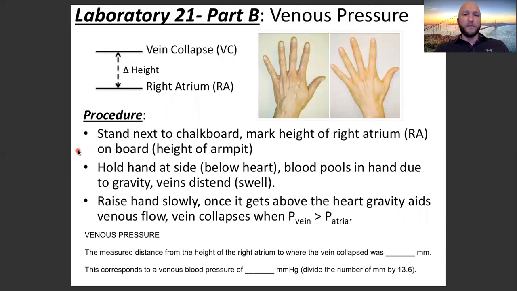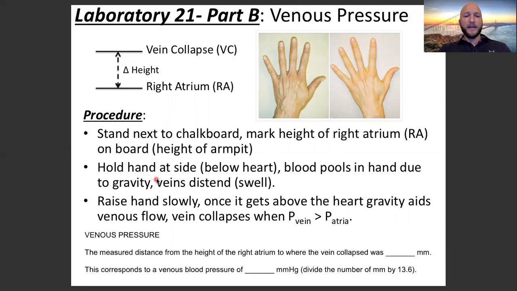So we're going to explore the venous pressure, the pressure of our veins. Procedure: stand next to the chalkboard and mark the height of your right atrium. We have students stand with their back to the chalkboard. We then mark the height of their armpit, assuming that the height of their armpit is the height of their right atrium. RA stands for right atrium.